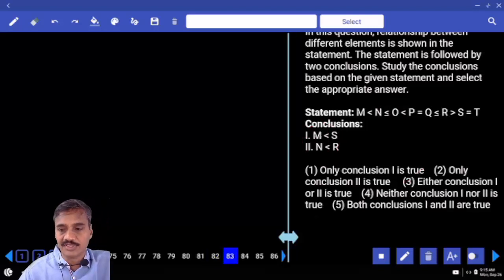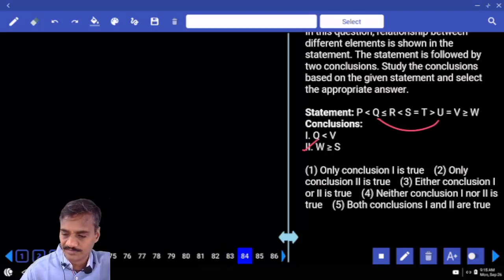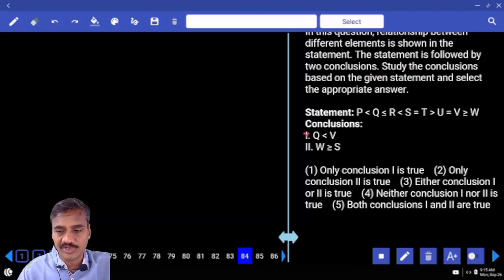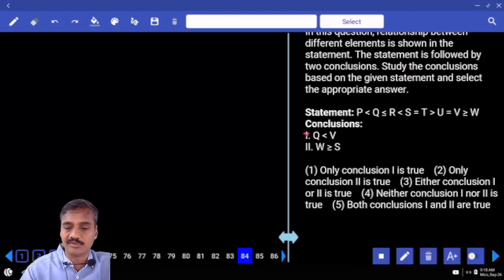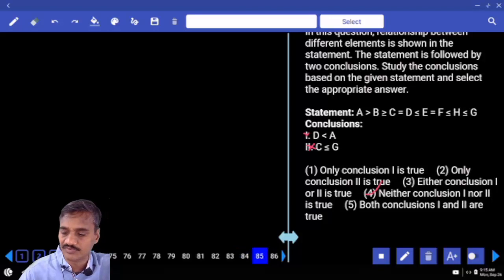And 83, M and S, opposite symbol, N and R, yes, N lesser than R is definitely 2, and so only 2, that is choice 2, 83. 84, Q and V. Now between Q and V, two opposite symbols, that is ruled out. And W and S. S greater than W, W lesser than S, greater than or equals to S is false. Hence neither 1 nor 2, choice 4, question number 84.